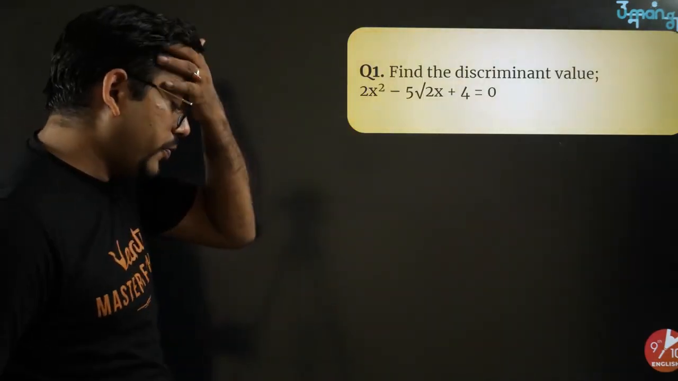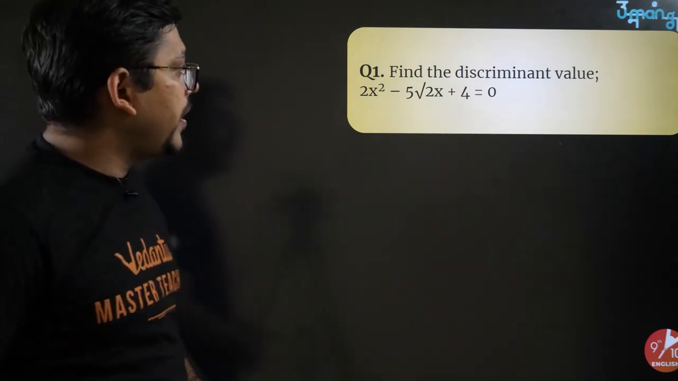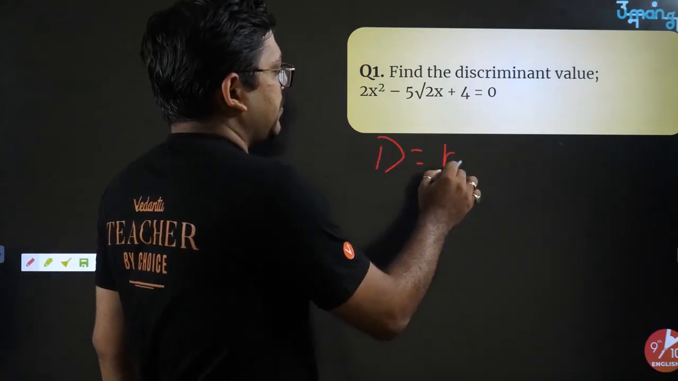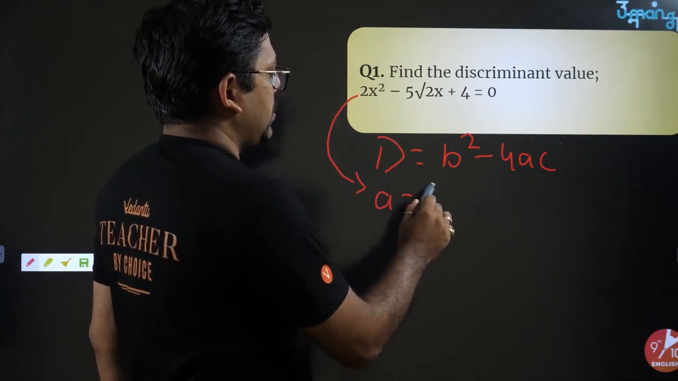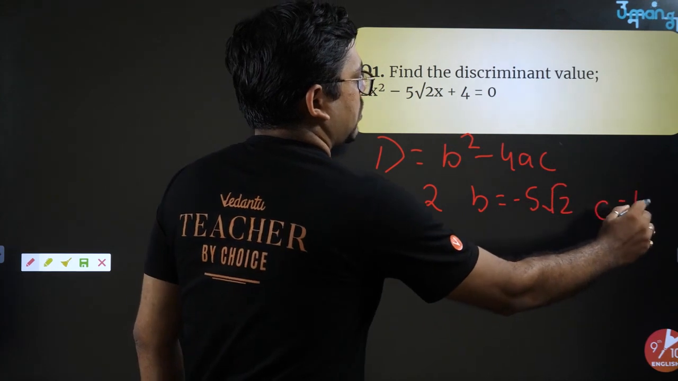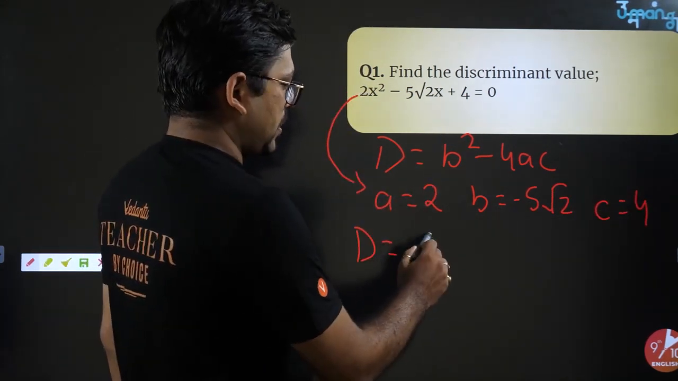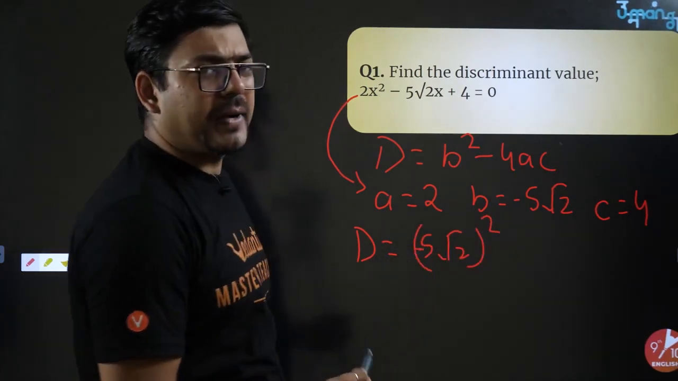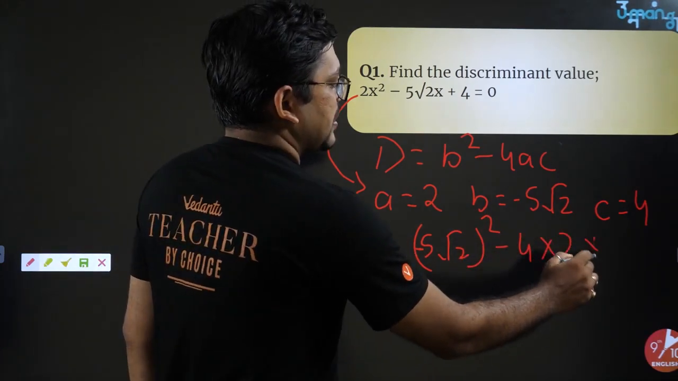So the first question for all of you, please pay attention. Question says find the discriminant value. The question is pretty simple. Discriminant value d is nothing but b square minus 4ac. From this equation, I am able to see a is 2, b is minus 5 root 2, and c is 4. Cool. Now b square minus 4ac: b square is minus 5 root 2 whole square, but minus square does not make a difference. Minus 4, a is 2, c is 4.